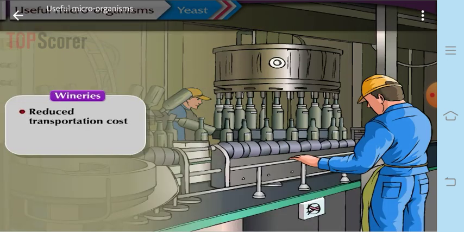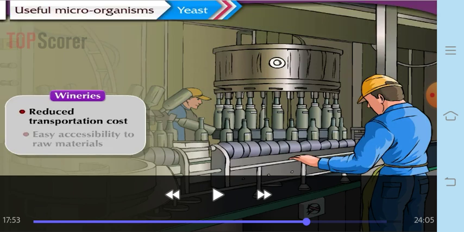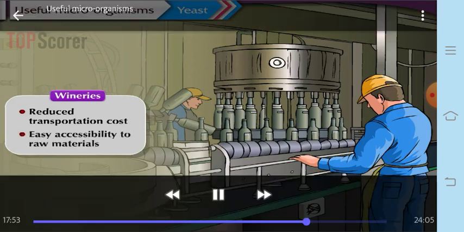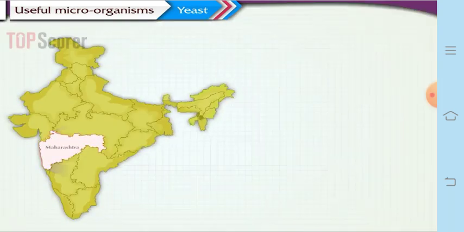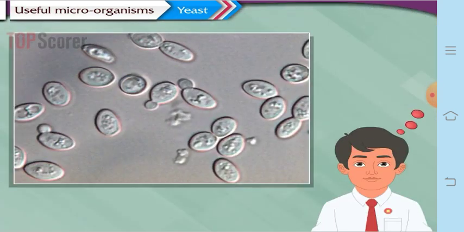Since wineries are located near the grape farms, it reduces the transportation cost and gives easy accessibility to the raw material. Fine. So this is regarding how they are used. So in Nasik, there are industries of grape wine also. Wineries are situated in Nasik.